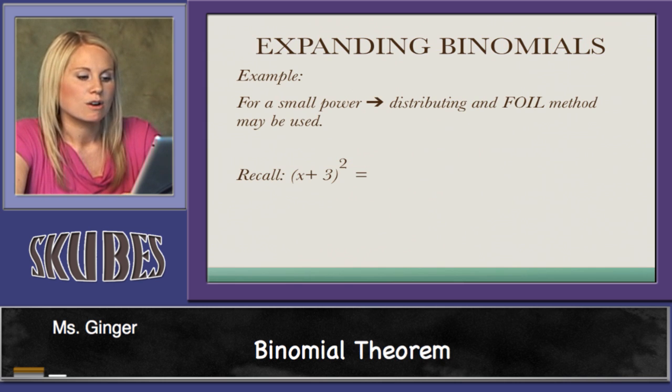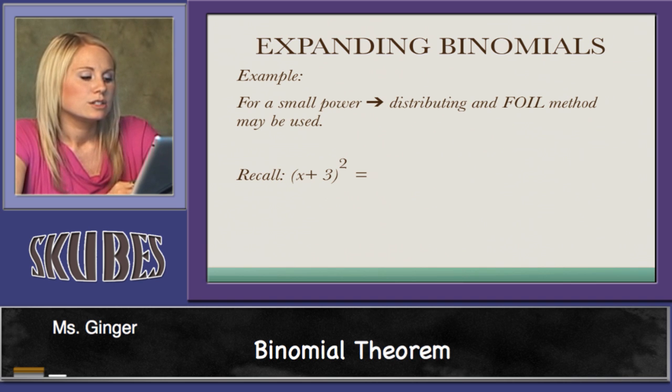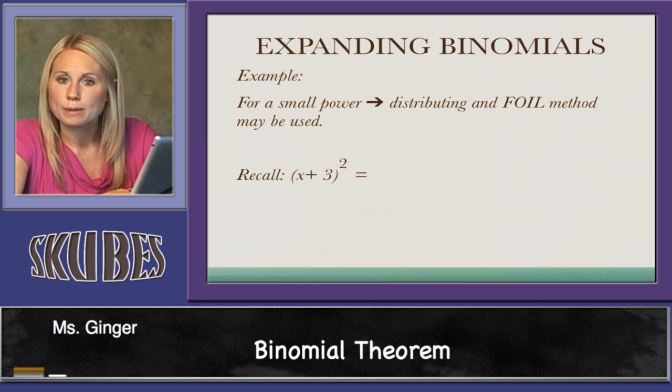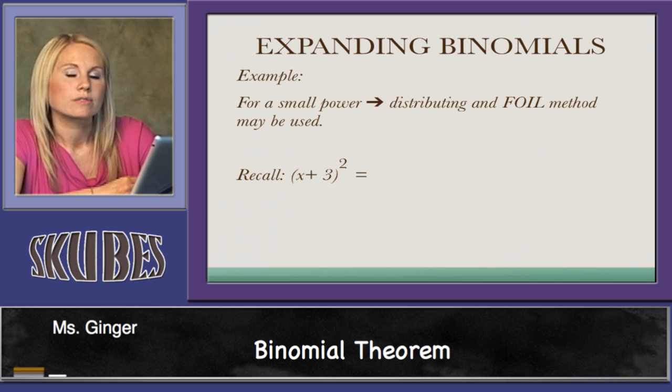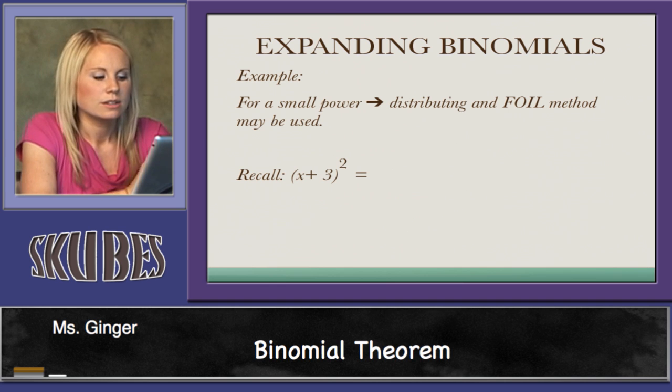Let's recall our old method of expanding a binomial known as FOIL. If we've got two expressions that need to be multiplied that have two terms each, we can use the FOIL method, which is multiplying the first two terms, the outer two, the inner two, and then the last. So if I have something like (x + 3) squared, I could use that method.